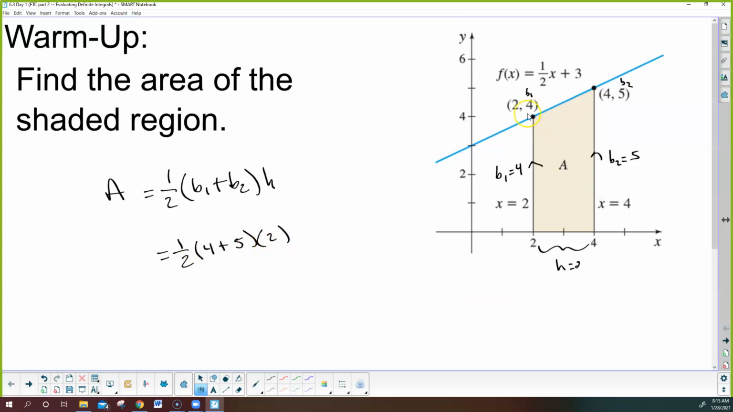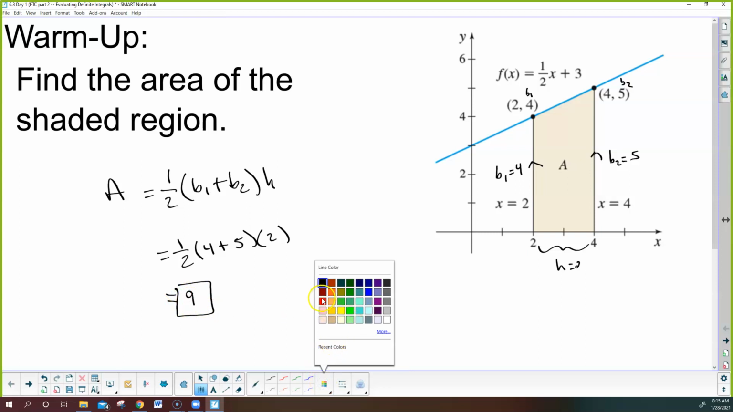We did this with different data points and we had a lot more trapezoids, but there's a reason why we're doing this today. So here's what I think of. This half and this 2, they're going to reduce out. So all that's left is 4 plus 5, and the area around the curve is equal to 9. But that's not the reason why we did this problem.